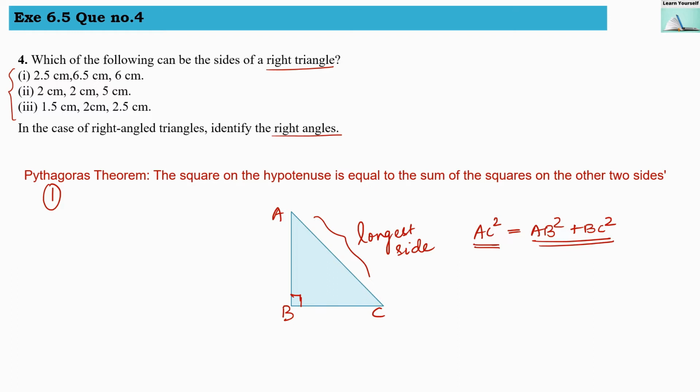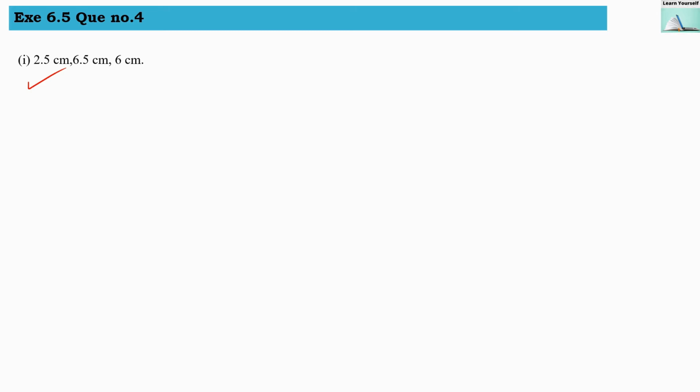We will give names to the triangle and suggest what can be the right angle in that particular triangle. So let us start with the first numerical. How can we recognize the hypotenuse? The longest side will be our hypotenuse. In the first, 6.5 is the longest, so that will be the hypotenuse. Here 5 centimeter is longest, so that will be the hypotenuse. And in the third numerical, 2.5 is the longest, so that will be the hypotenuse. Hypotenuse means AC.